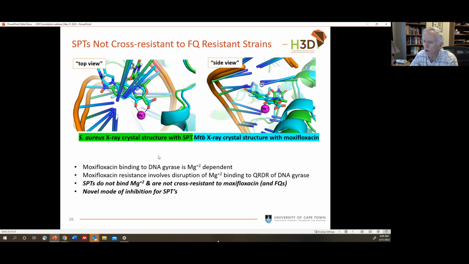If you look at an X-ray crystal structure and otherwise do biochemical work, you can show that there is a requirement for magnesium for fluoroquinolone binding to the enzyme. So in fact, the inhibitor is not a fluoroquinolone, it's a fluoroquinolone magnesium complex. But there's no need for magnesium binding of SPTs, and X-ray crystallography doesn't show any presence of a magnesium ion associated with SPTs. Now, this magnesium is otherwise bound to parts of the protein that when mutated confer fluoroquinolone resistance, but they don't confer resistance to the SPT. So with this, we have a novel mode of inhibition of SPTs and no cross resistance for the series.